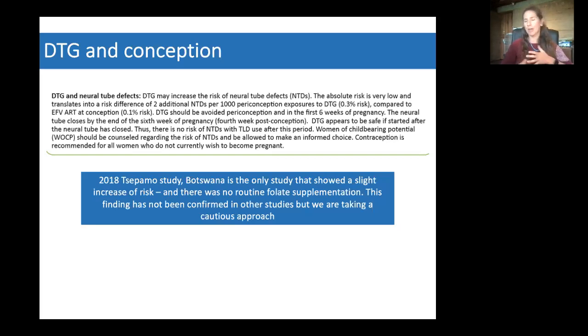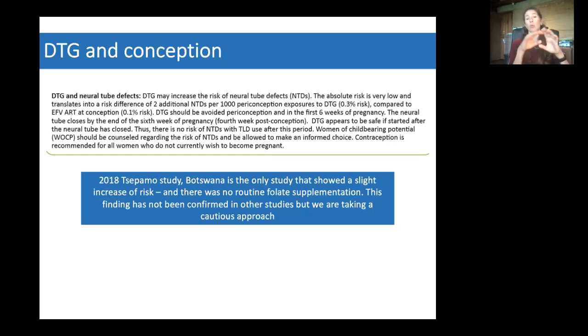And that threw a real spanner in the works. We had to rewrite the guidelines. And you will see when you look at the guidelines in the last 2 years, there's several updates that keep being brought in as new information has been coming out. The Tsepamo study has finally been completed, and we have much bigger numbers. But it's also important to realize that there was no folate supplementation in Botswana. So there's generally been a higher incidence of neural tube defects. But in that study, there was an additional 2 neural tube defects per 1,000 when you compared dolutegravir to efavirenz, which is a very small risk.